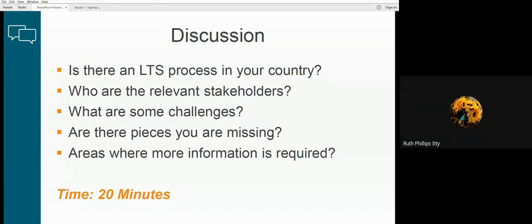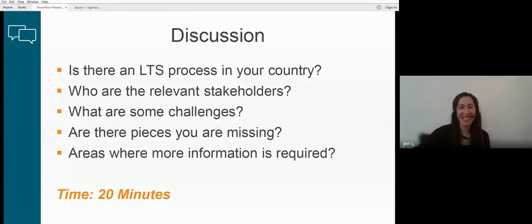No, there's no LTS process currently in St. Lucia. But I think if it were to be commenced, it would probably be led by the National Climate Change Focal Point, the Department of Sustainable Development, but again, in collaboration with other departments and ministries and other non-governmental organizations. But I can't really answer that question in full. Not yet is the answer, it sounds like.